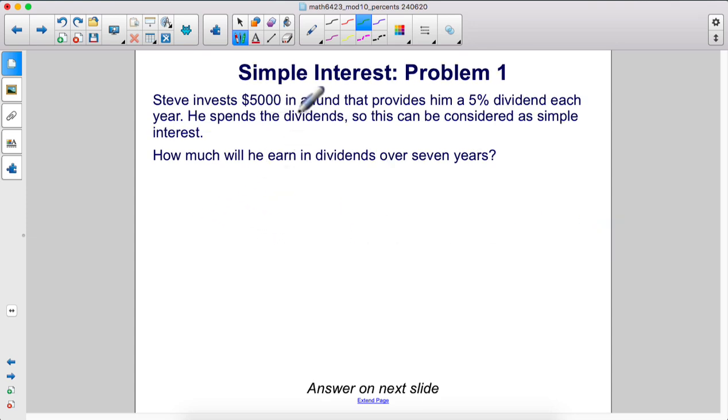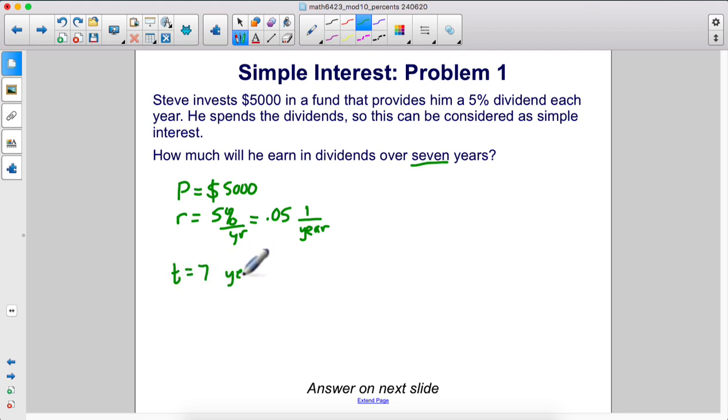Steve invests $5,000, so P is 5,000, in a fund that provides him a 5% dividend each year. So it's 5% per year, and so we're going to make that 0.05 per year, so I'll do 1 over years. He spends the dividends, so this can be considered simple interest. How much will he earn in dividends over 7 years? So time is 7 years.